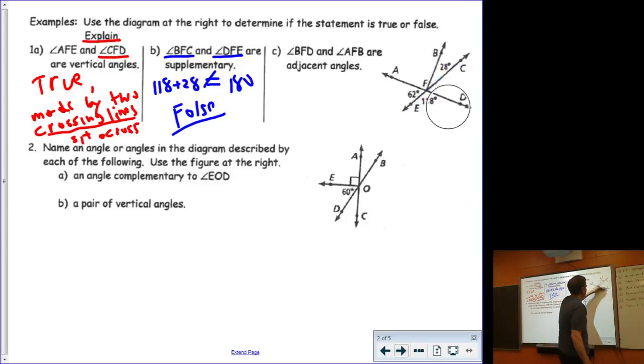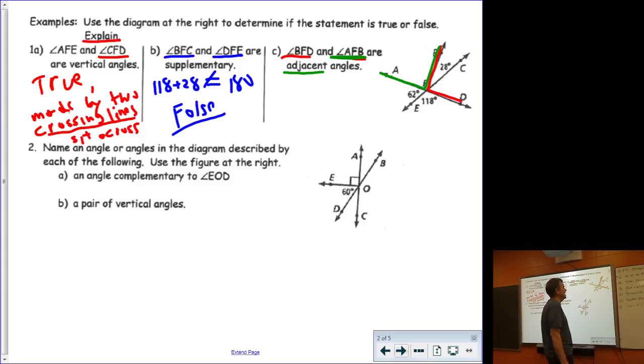And our last example, angle BFD. BFD would be this angle. And angle AFB, let's do that one in green. AFB would be this angle. Are they adjacent angles? Well, they sit next to each other. They share the common side down the middle. So yes, they are adjacent angles. True.